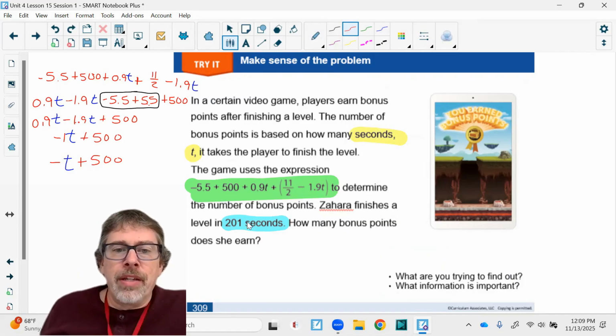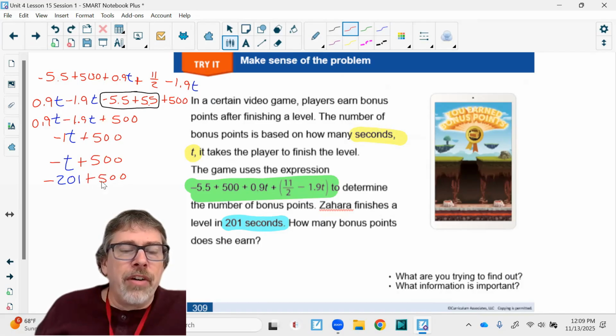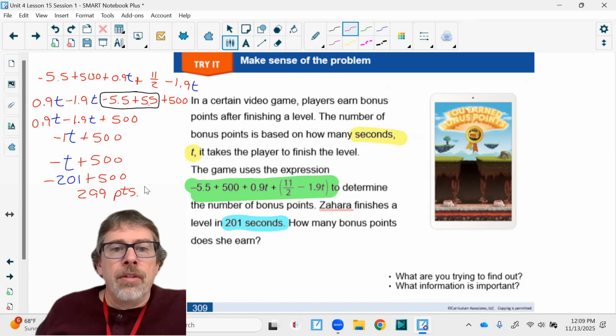But now we're going to focus on this, and it says how many bonus points does she earn if it took her 201 seconds? So it's going to be negative, substitute in that 201 for t, and then plus 500. Well, negative 201 plus 500 is the same as 500 minus 201, which is 299 points. Okay, so this game used this algorithm or formula to calculate scores based on time. And she got 299 points based off of this time.